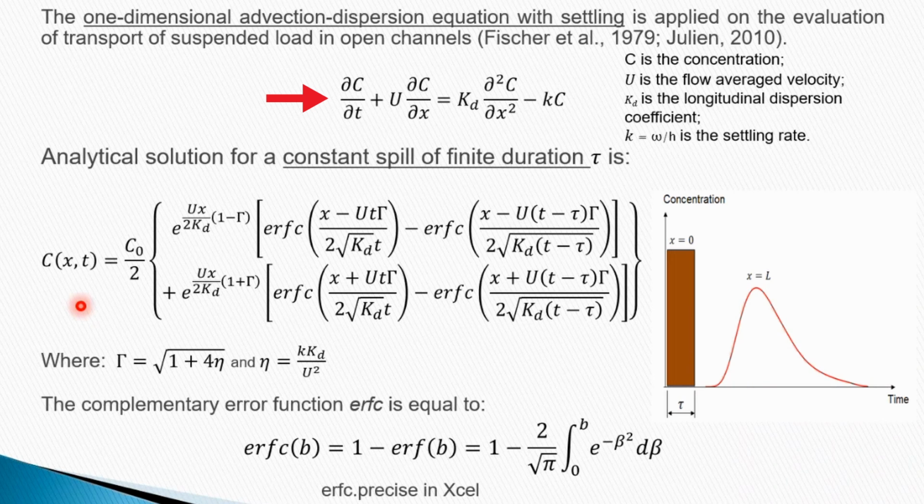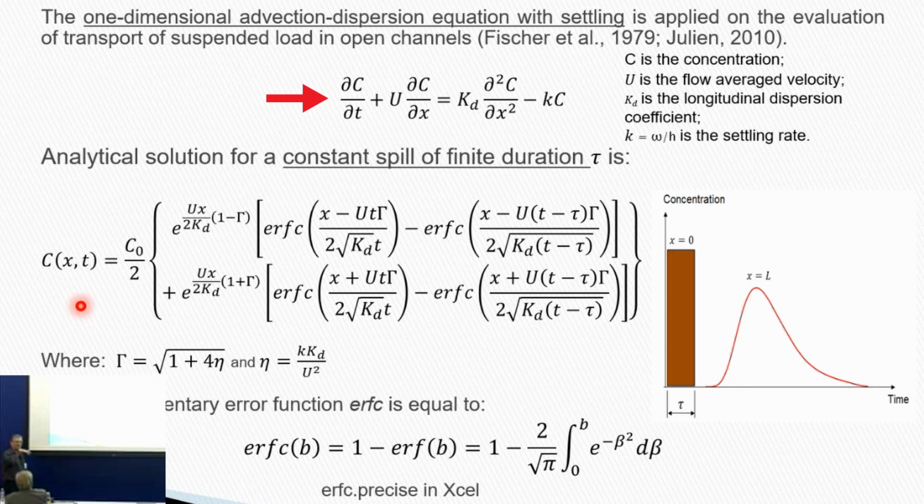So U is the carrier, the velocity, right? dC/dx is the change in concentration with x. So this is advection. I call this a truck, and you put a load on the truck, and the truck moves with the velocity U. So does the sediment with it, right? So advection. The second term, the KD, is the dispersion. You get diffusion left and right of that truck there.